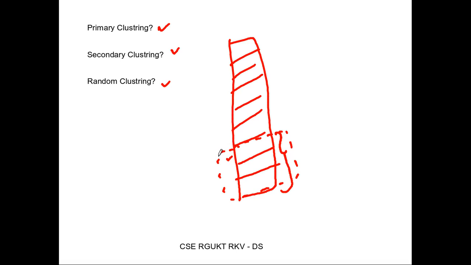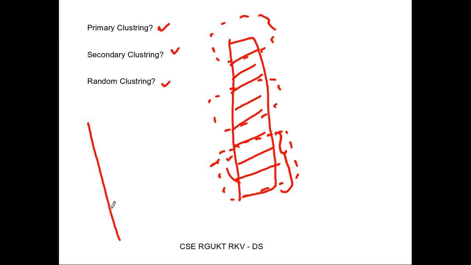Secondary clustering means such primary clusters occur at different parts of your hash table. Random clustering is where, randomly at some part, you have this sort of clustering.